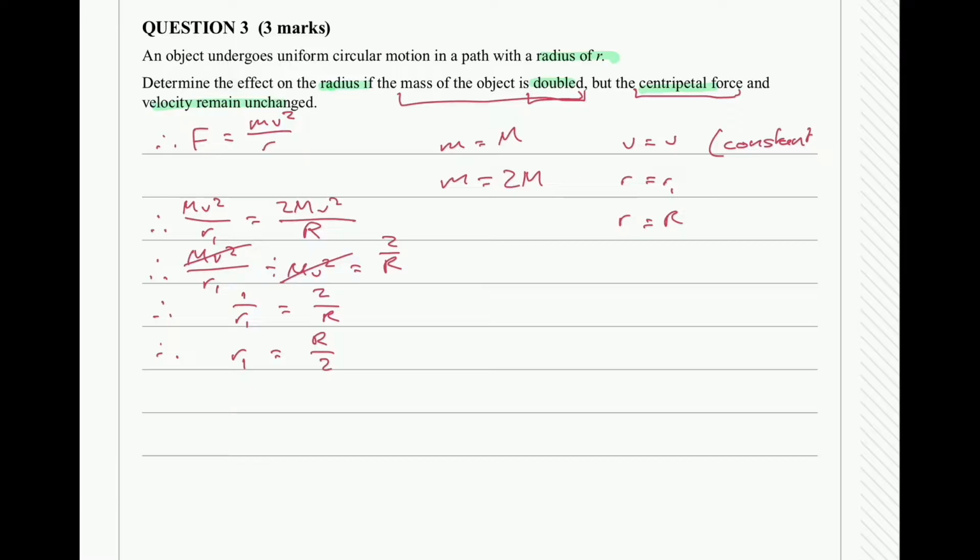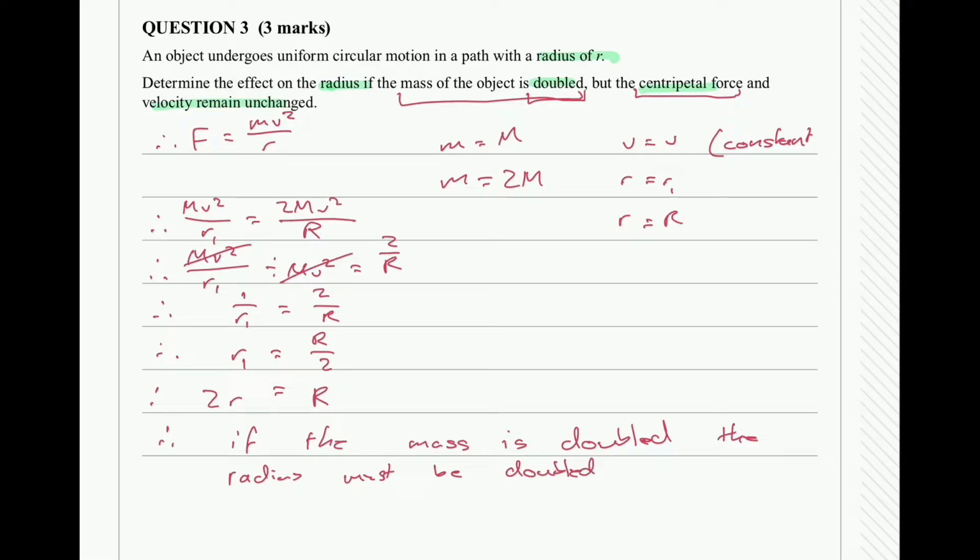And then what we can do is we want to know what the relationship is with the original radius. So capital R is going to then be equal to 2R. So if you double the mass, so therefore, if the mass is doubled, the radius must be doubled, and I would continue if all other variables remain constant, such as the centripetal force. So happy with that one? We'll continue on.